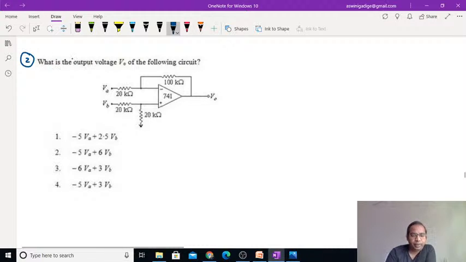Next, second question. So what is the output voltage V0 of the following circuit? Okay. So an operational amplifier is given. So we have to find out the output voltage of this circuit. Fine. To find this, first of all, we have to know a few ideal characteristics of the operational amplifier. Especially, we have to know about the virtual ground concept.